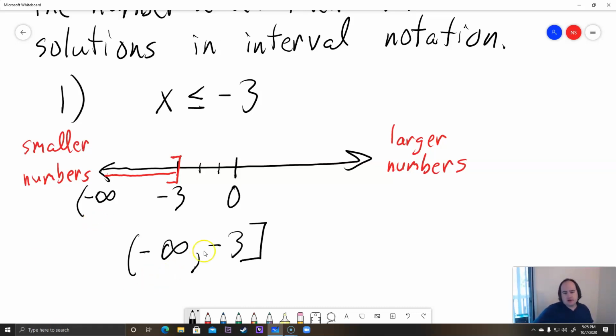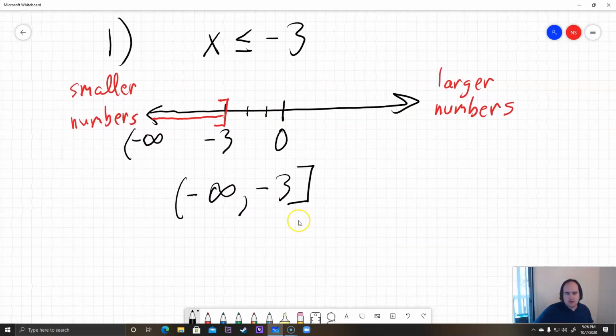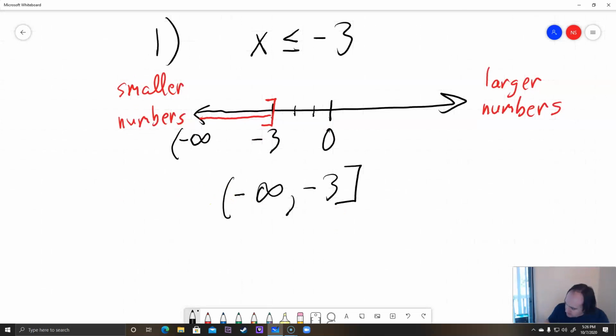So when you're writing your interval notation, you write the left side, which here was negative infinity, that was the arrow to the left, and then you write the right side, which was a bracket at negative 3, and then you join those two with a comma. Okay, so again, this thing that I wrote right here is called our interval notation.